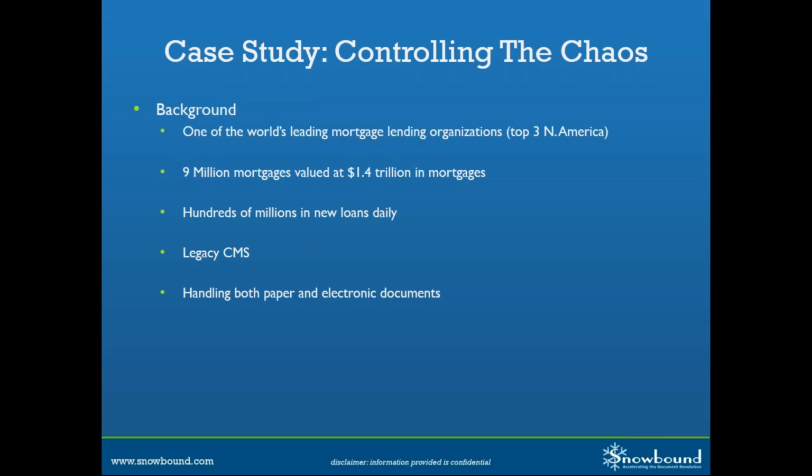Unfortunately, this one is an unnamed case study because of the nature of the company. It's a very, very large lending company. This mortgage lending company came to us. It's a top 3 in North America. They had over 9 million mortgages valued at about $1.4 trillion. They were getting hundreds of millions of dollars worth of new loans daily to decide whether or not to approve. They had a legacy content management system that they were using, and they were handling both paper and electronic documents.